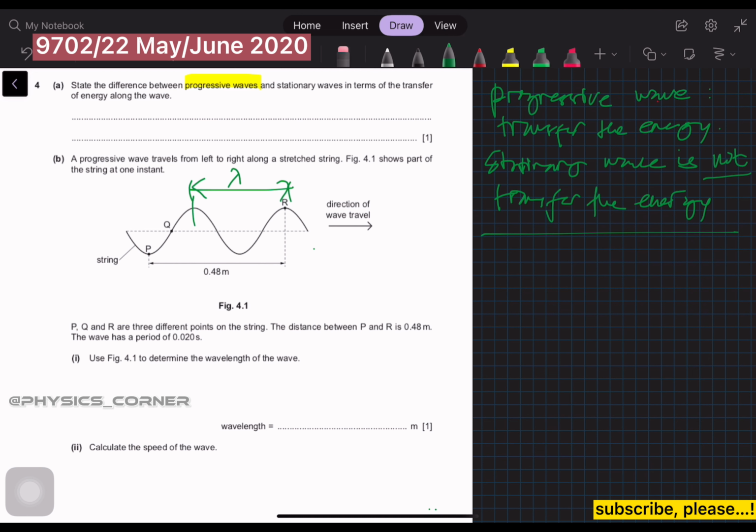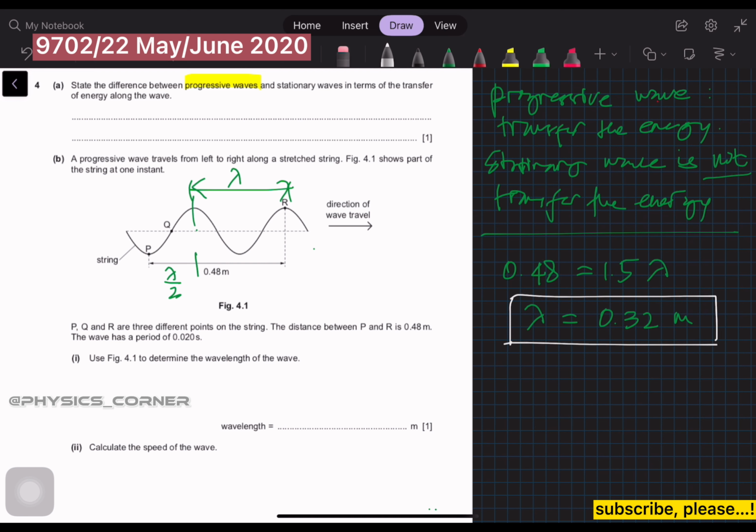So from this point until P is a half wavelength, 0.48 meter. This is 1/2 lambda. So lambda is equal to 0.48 divided by 1.5. This is about 0.32 meter. This is lambda.